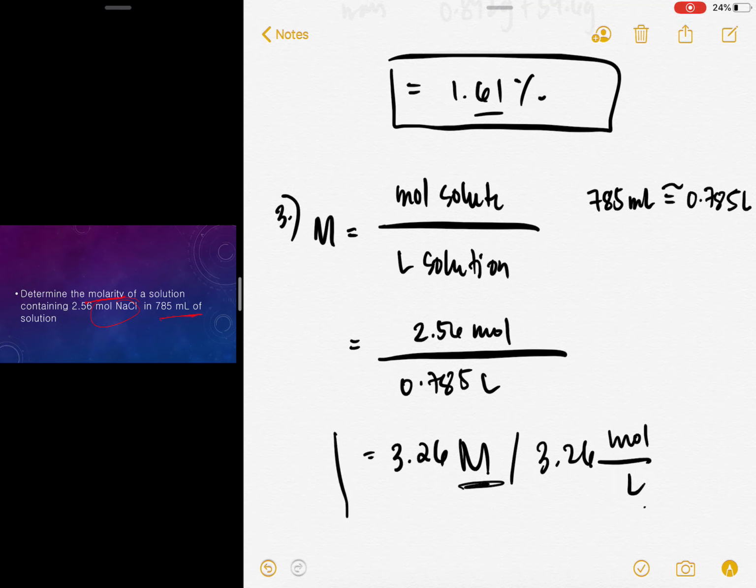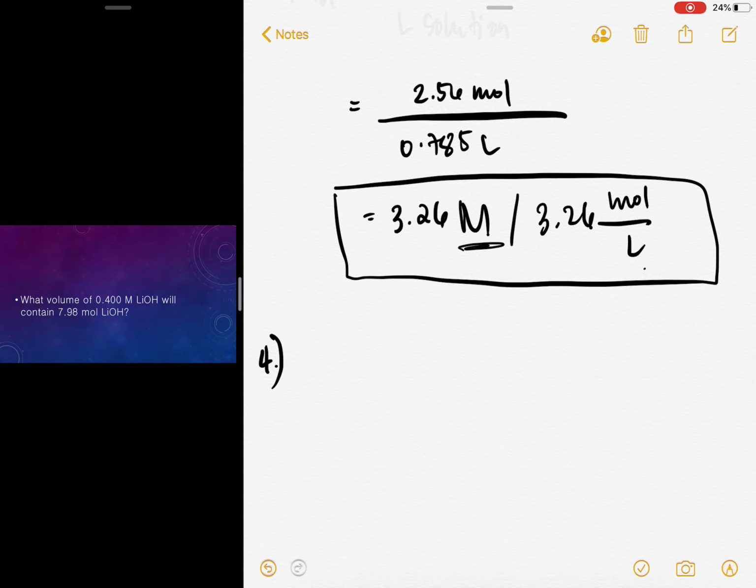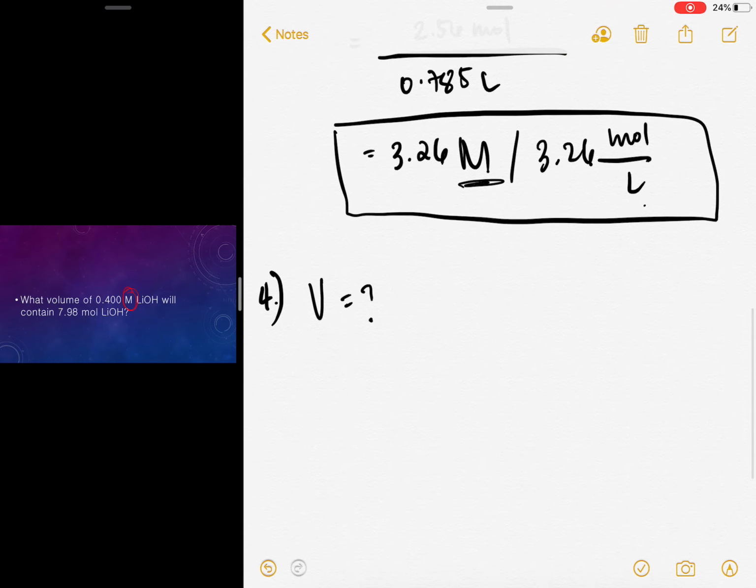Okay, let's proceed to the next problem. What volume of 0.4 molar lithium hydroxide will contain 7.98 mole of lithium hydroxide? So, ang hinahanap sa'yo ngayon ay volume. Pero nakita mo yung unit, it's molar. Ibig sabihin, the problem solving has something to do with molarity.